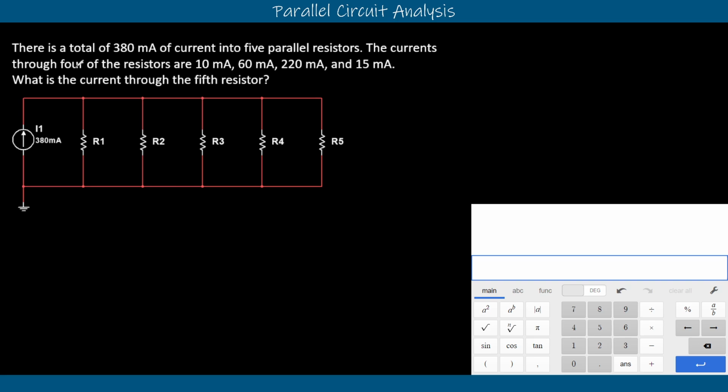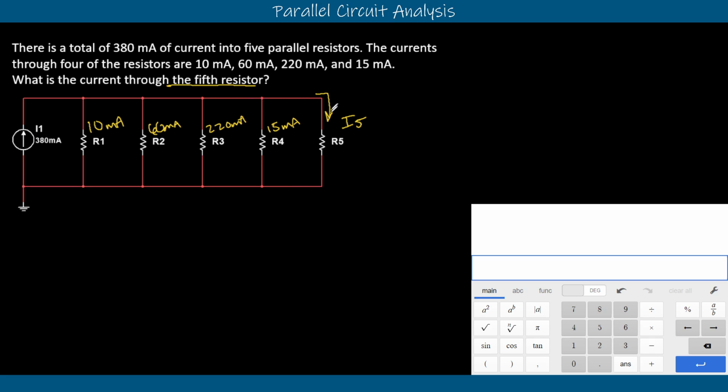The currents through 4 of the resistors are 10 milliamps, 60 milliamps, 220 milliamps, and 15 milliamps. So immediately when I look at this, I don't know anything about R5. That's what we're asked to find, right? What is I5? The current through the 5th resistor.